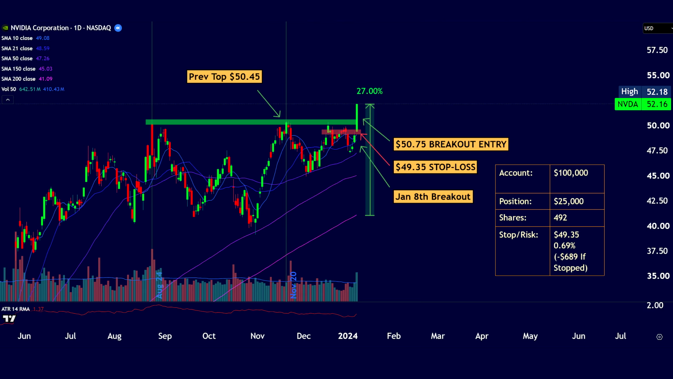And now sizing, where most people get this wrong. $100,000 account. A 25% position is $25,000, 492 shares. If you're stopped out, you lose $689, 0.69% of the account. A quarter of your money in one stock, and the worst case is under 1%.